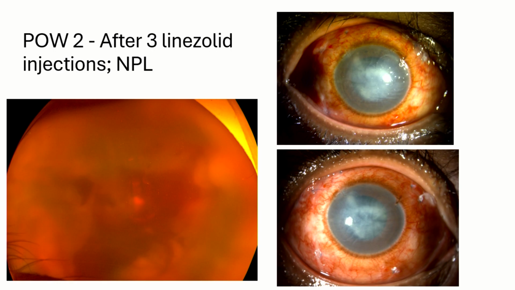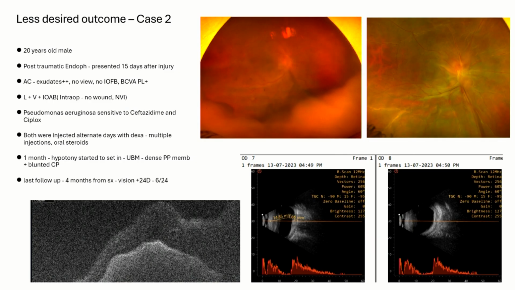So the only injectable antibiotic to which she responded was linezolid. You can see this necrosed retina here. This is a large break. Without exudates, and with the cornea actually clearing, this is a better picture of her eye. And she's NPL. This is POW2.